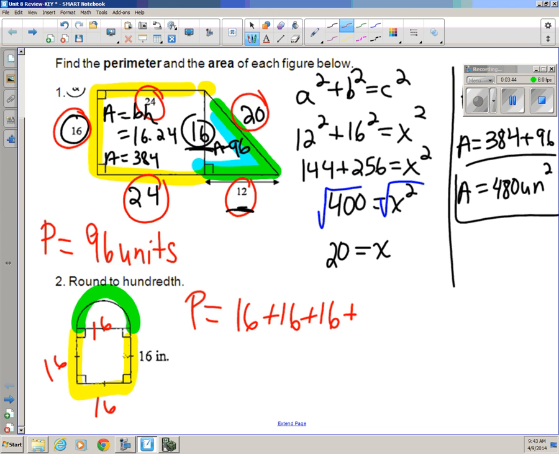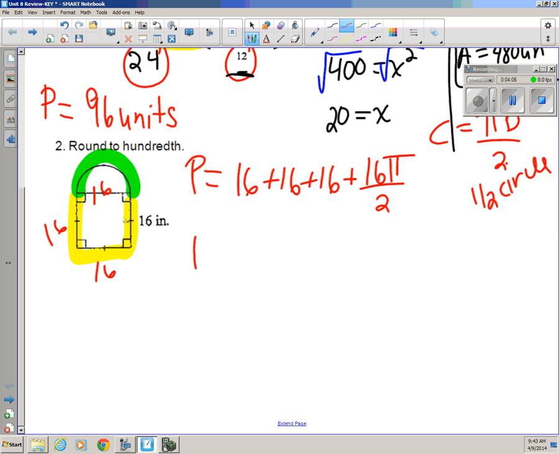Now my circle is pi times d, but it's cut in half, right? The circumference of a circle is pi times d, but don't forget you're dividing it by 2 because it's a half circle. So this becomes 16 pi cut in half. It wants it rounded to the nearest hundredth. So when I add everything up, 16 plus 16 plus 16 plus 16 pi divided by 2, I end up getting 48 plus 8 pi, which is going to be equal to 73.13 inches. That's my perimeter.